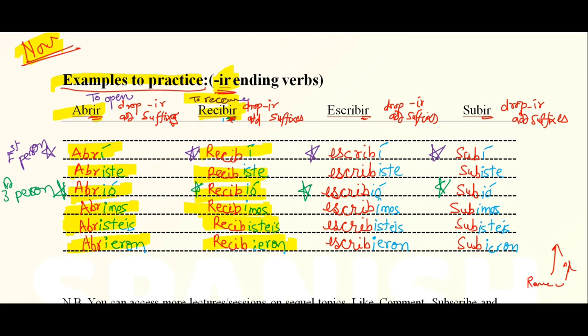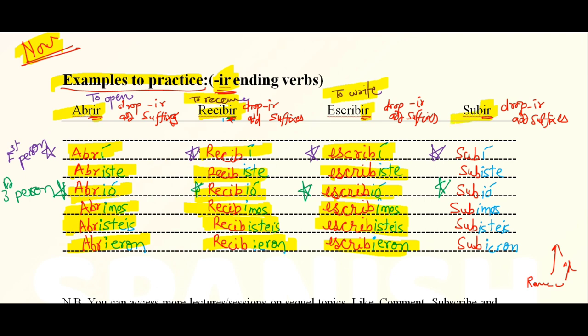Next verb is escribir, IR ending verb. Escribir means to write. Conjugation is escribí, escribiste, escribió, escribimos, escribisteis, escribieron. A last verb is subir, IR ending verb.